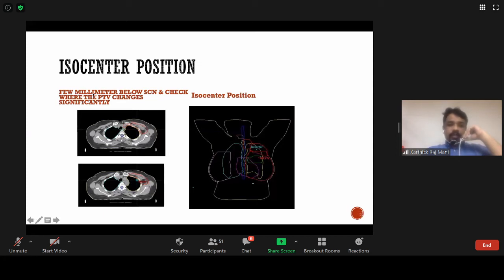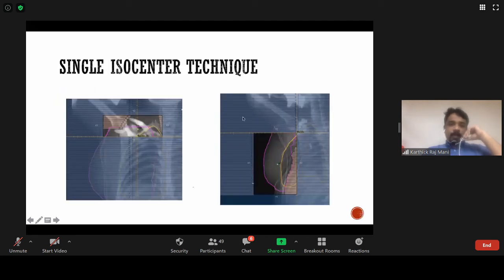Normally, it's just a few millimeters below the supraclavicular node, and check where the PTV changes significantly. You can see there's a supraclavicular node, and suddenly it's coming out here. So normally, we keep just 1 or 2 millimeters below this. This is the supraclavicular field you can see in the red, and we keep our isocenter position 1 or 2 millimeters just below the supraclavicular node. The selection of isocenter is very important to have a very good plan.